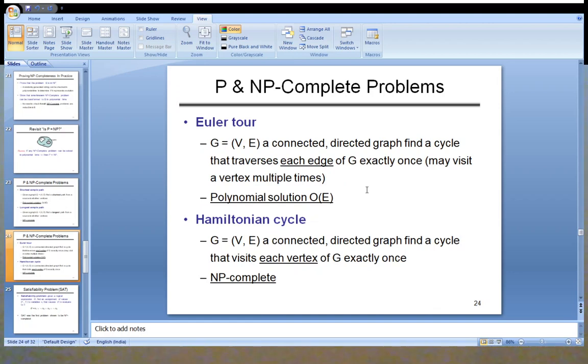Some of the problems we are studying show that finding the longest path is an NP-complete problem. And similarly, the Euler tour. If a graph is a connected directed graph, find a cycle that traverses each edge of G exactly once. That will take polynomial time, O of E, while finding a Hamiltonian cycle in a connected directed graph, a cycle that visits each vertex exactly once, is an NP-complete problem. That traverses each edge is a polynomial problem, but that covers each vertex is an NP-complete problem.